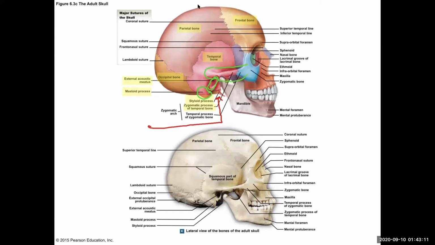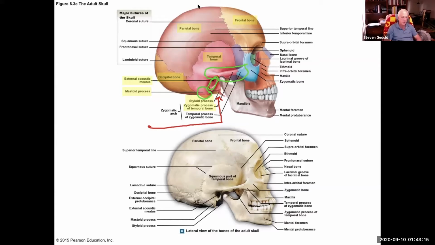This is made up of your temporal bone and your zygomatic bone. It's called the zygomatic arch. When you get in a car accident or trauma to the side of the head, this is what breaks. This is the side bone. This is your cheekbone.